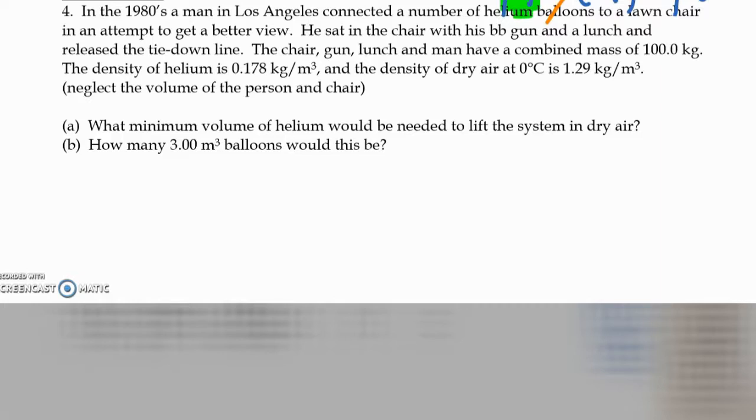The chair, gun, and lunch, and the man have a combined mass of 100 kilograms. The density of helium is given, and the density of dry air is about 1.29 kilograms per meter cubed. We're going to neglect the volume of the chair and the person, but not the balloon. Now, what minimum volume of helium will be needed to lift the system in dry air? And how many 3-meter cube balloons would this be?